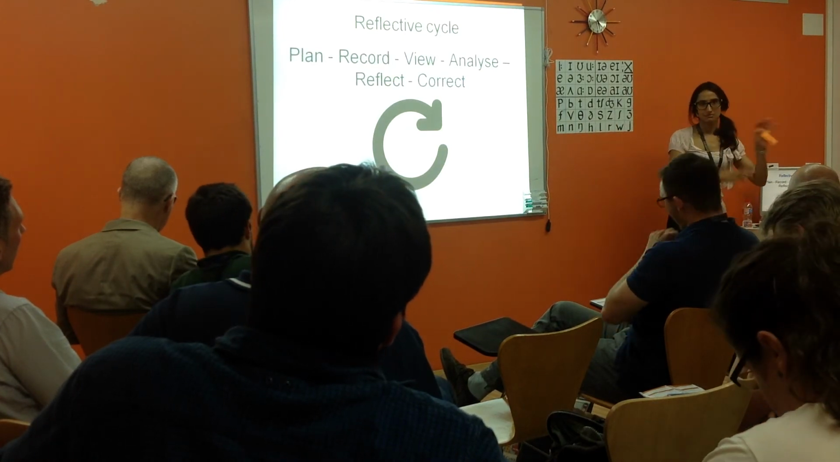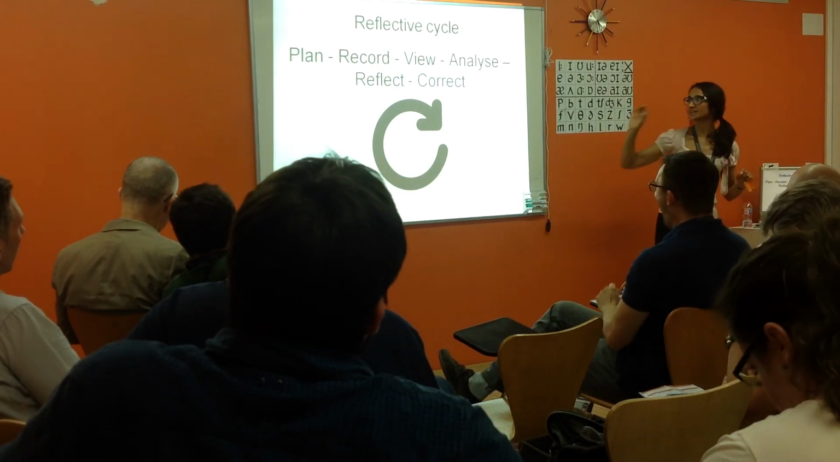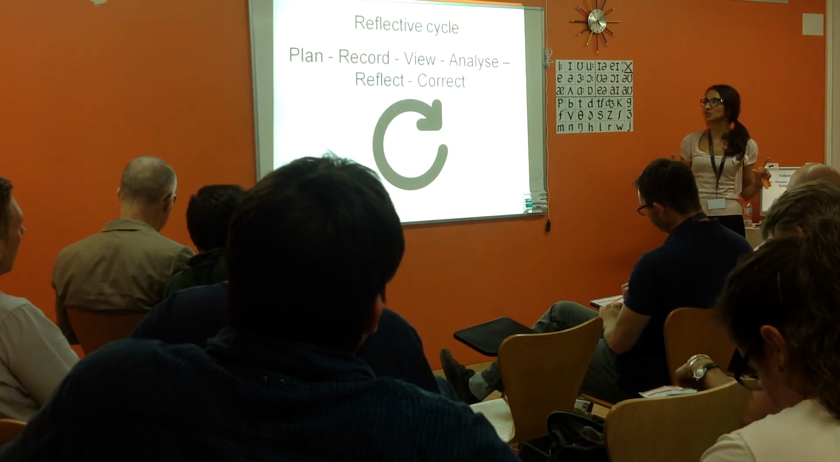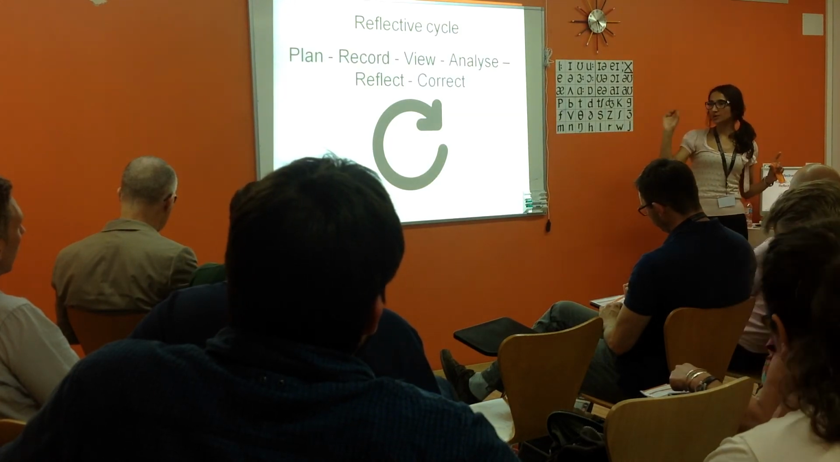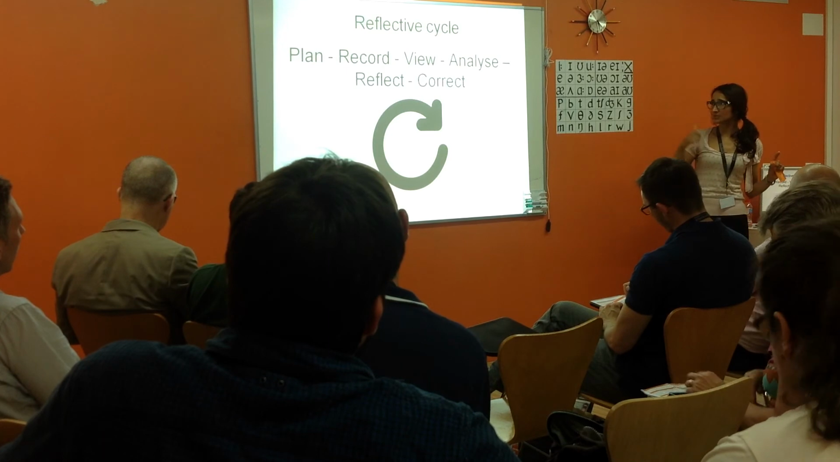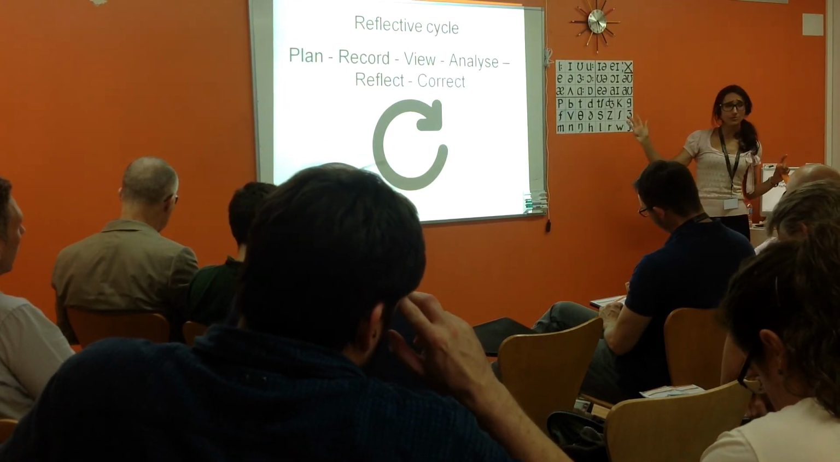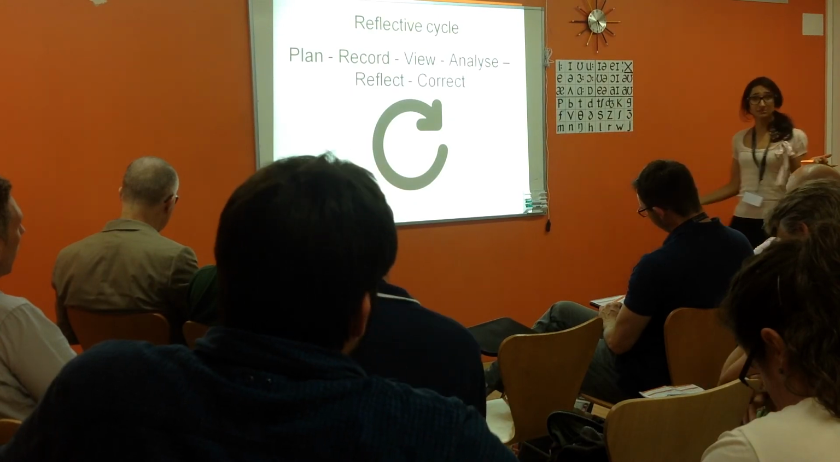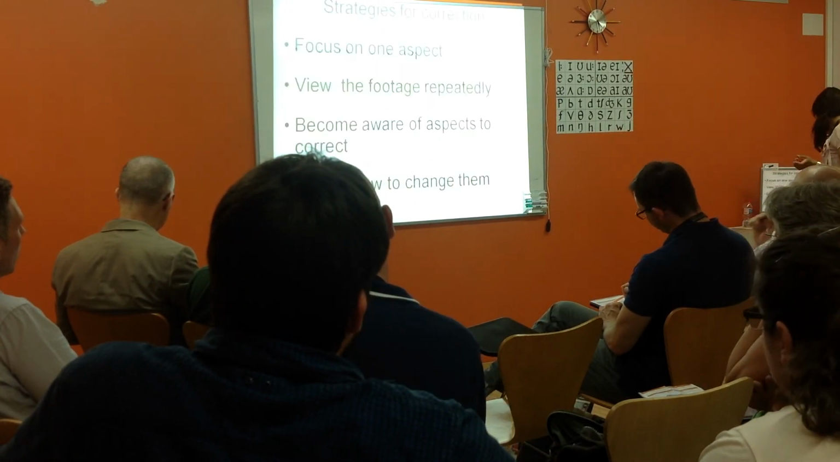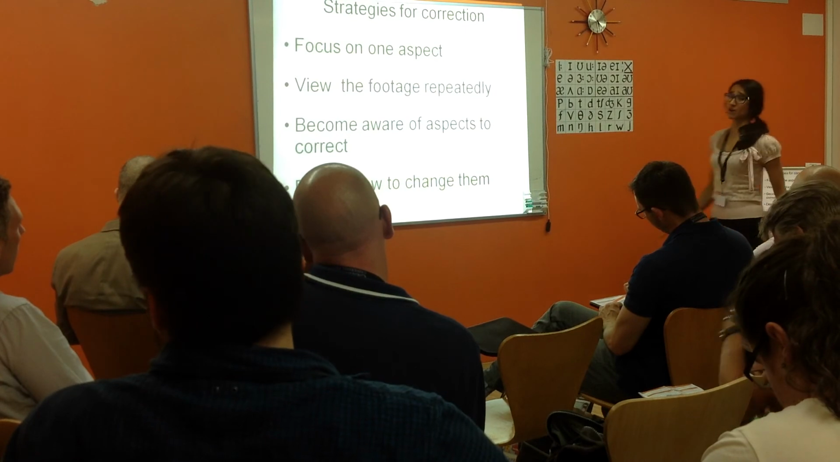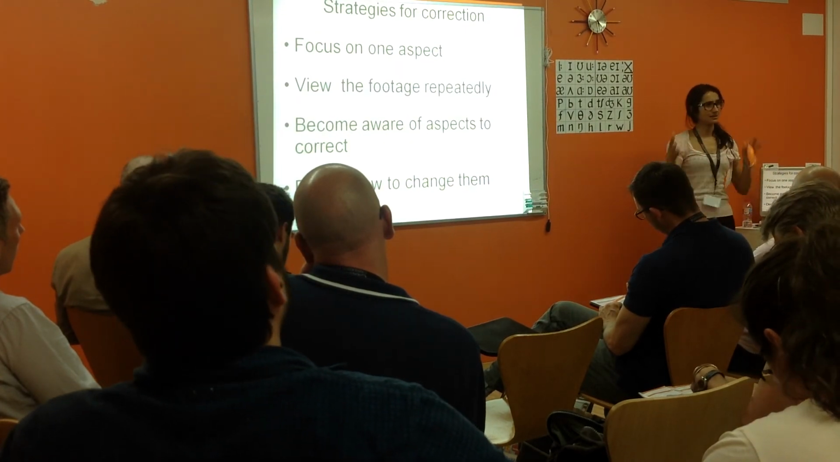They plan. Okay? So this is action, research, reflective cycle. They plan. What do I want to do? They detect one particular feature. They record it, they view it, they analyze it, they reflect, and then they correct. Okay? The strategies for correction. How can they do all of that?